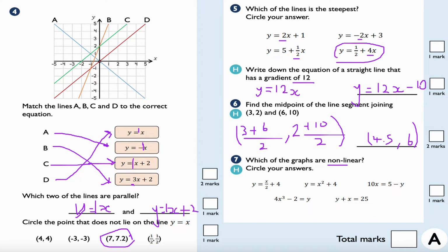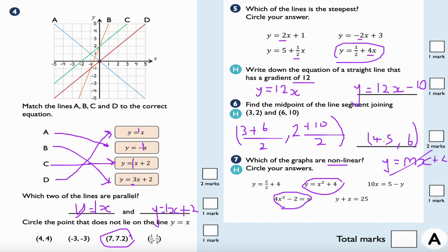So non-linear means that the power of x has to be greater than 1. What I mean by that is it doesn't follow the convention y is equal to mx plus c. It has to be like an x squared, an x cubed, an x to the 4. It can't follow this convention because this one is a linear graph. So this one isn't. This one's non-linear. This one's non-linear.